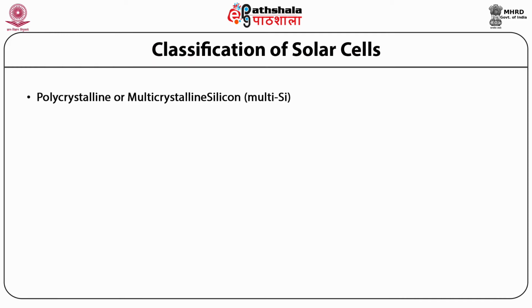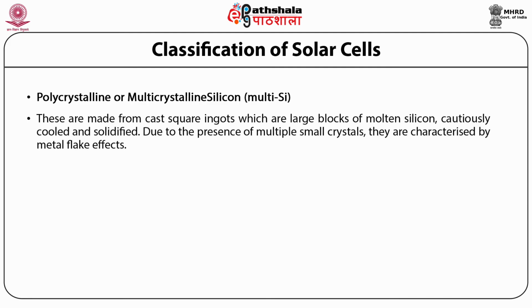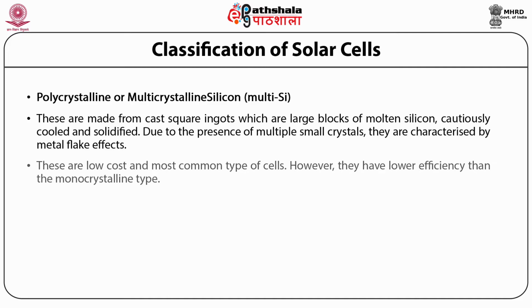Polycrystalline or multicrystalline silicon, that is multisilicon, is also used for development of solar cells. These are made from cast square ingots, which are large blocks of molten silicon, cautiously cooled and solidified. Due to the presence of multiple small crystals, they are characterized by metal flake effects. These are low cost and most common type of cells. However, they have lower efficiency than the monocrystalline type.